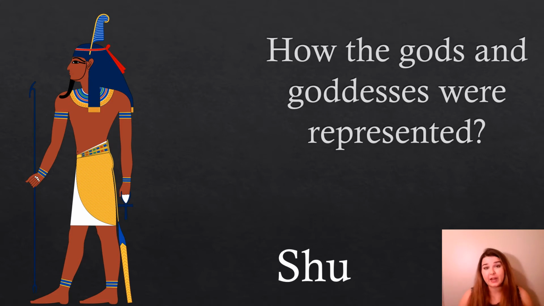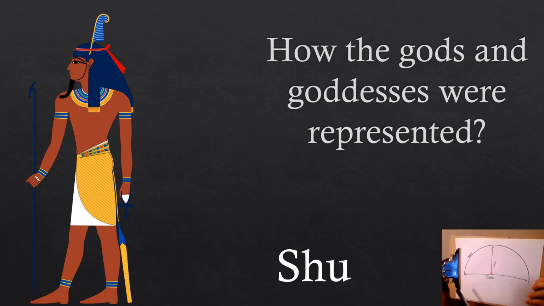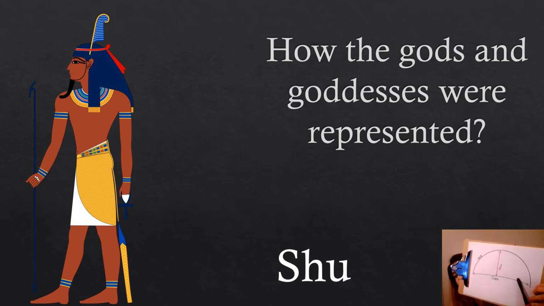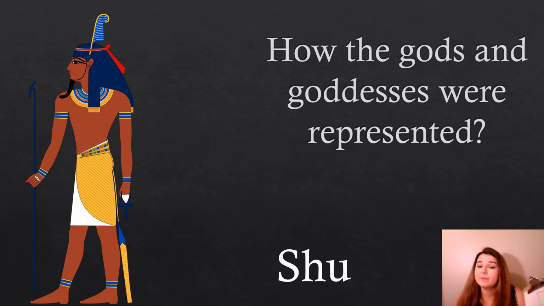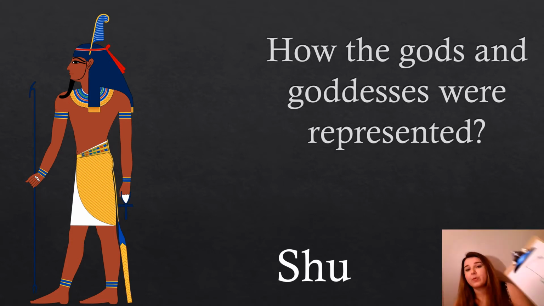So I have another diagram for you to make it a little bit easier to understand. Like before, we have Nut stretched out as the sky, and then we have Geb laid across in that prone position as the earth, and then between them we have Shu. This makes sense because between the sky and the earth we have air, or else we wouldn't be able to breathe. So just remember that in hieroglyphs, they will typically be represented like this.